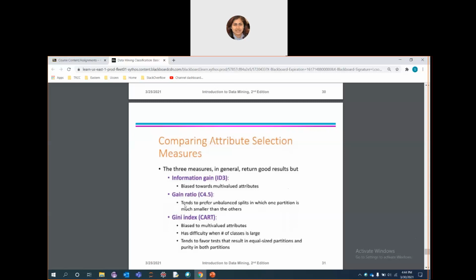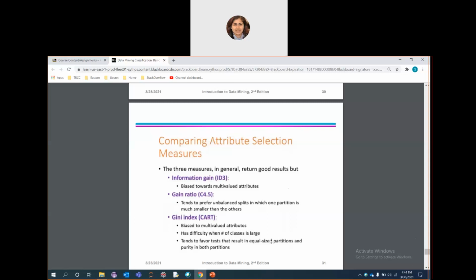And there is something different for the gain ratio for C4.5, where it always tends to prefer the unbalanced split. Sometimes the splits are not balanced or proper. In the same way, Gini index is also biased towards multi-valued attributes. And if we have a vast or large number of classes, then there is a difficulty of doing the classification, and sometimes we may not get a proper output or classification result.